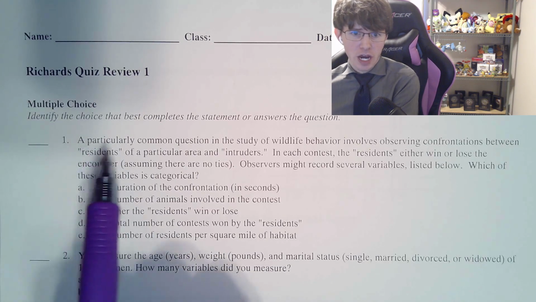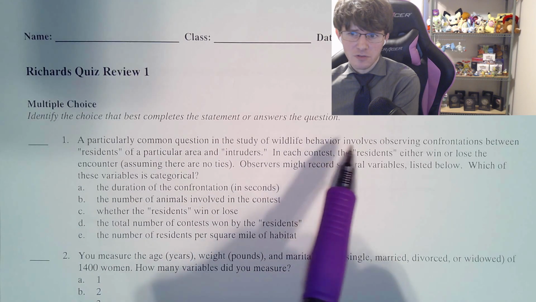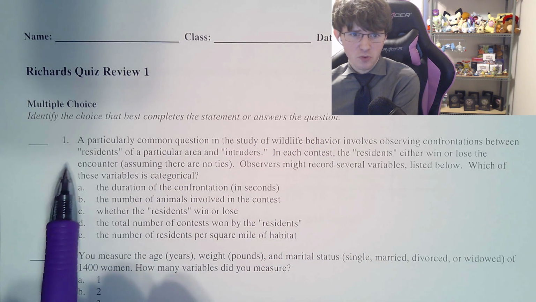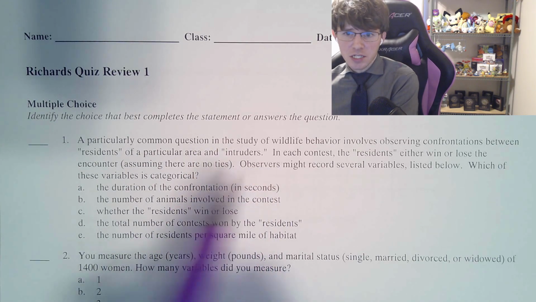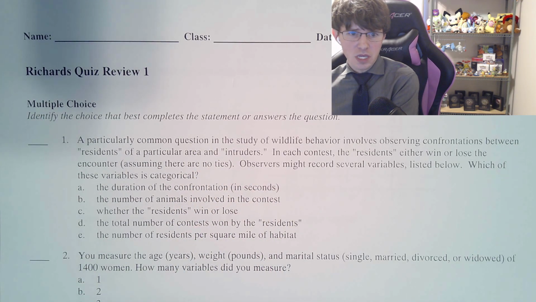Here we go. A particularly common question in the study of wildlife behavior involves observing confrontations between residents of a particular area and "intruders." In each contest, the residents either win or lose the encounter, assuming there are no ties. Observers might record several variables listed below. Which one of these variables is categorical?